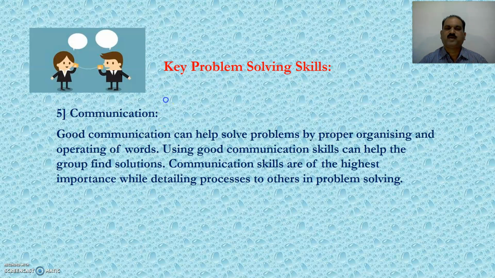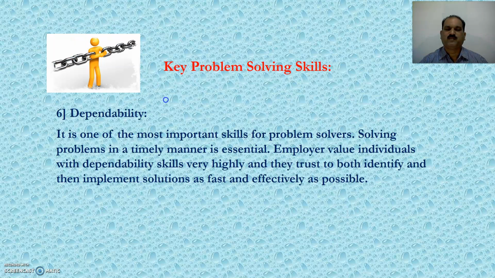Fifth, communication. Good communication can help solve problems by properly organizing and operating words. Using good communication skills can help the group find solutions. Communication skills are of the highest importance while detailing processes to others in problem solving.